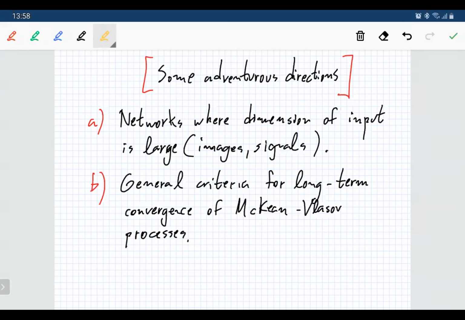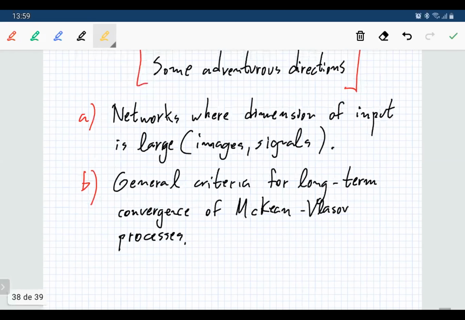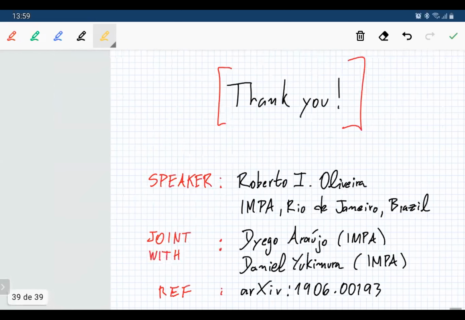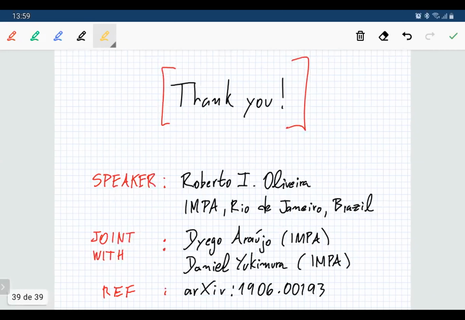One thing I'd really like to understand is this: for Markov processes or PDEs related to them, we have a general criterion for convergence to a limiting distribution. We do not have such a thing for McKean-Vlasov processes. That, as far as I know, is an open problem. So I'm going to finish here, and thank you for your attention.